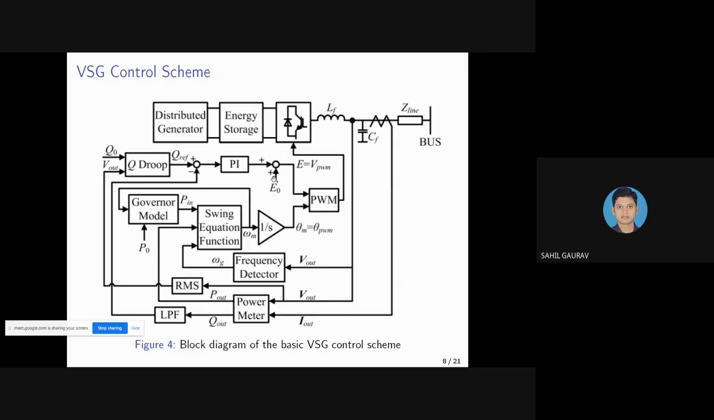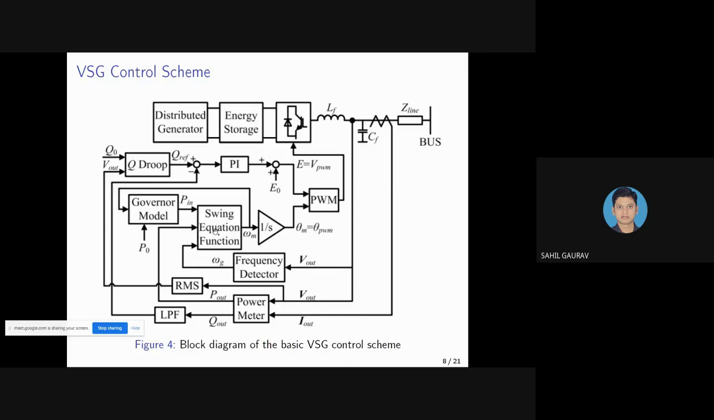Further, with the addition of the outputs, it generates the virtual difference voltage for the PWM inverter. And from the swing equation block, we get the virtual rotor angular frequency, and with the integrator, we get the angle for the PWM block, which is further fed back to the inverter. And I will explain all these blocks in detail.